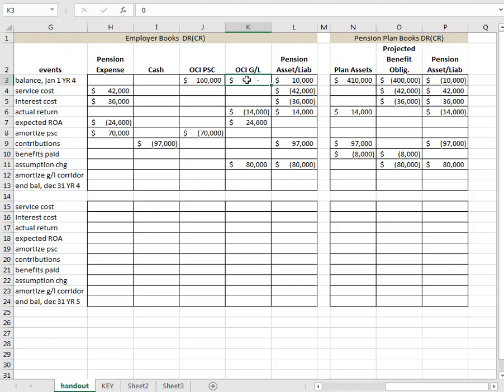And so if you get above the corridor, in this case above 40,000, you'd have to shave whatever amount above 40,000 there was. Well, there's nothing above anything here at 0. Now next year there may in fact be one, and we'll have to test for it. All right, let's do the math and get the balances at the end of year 4.